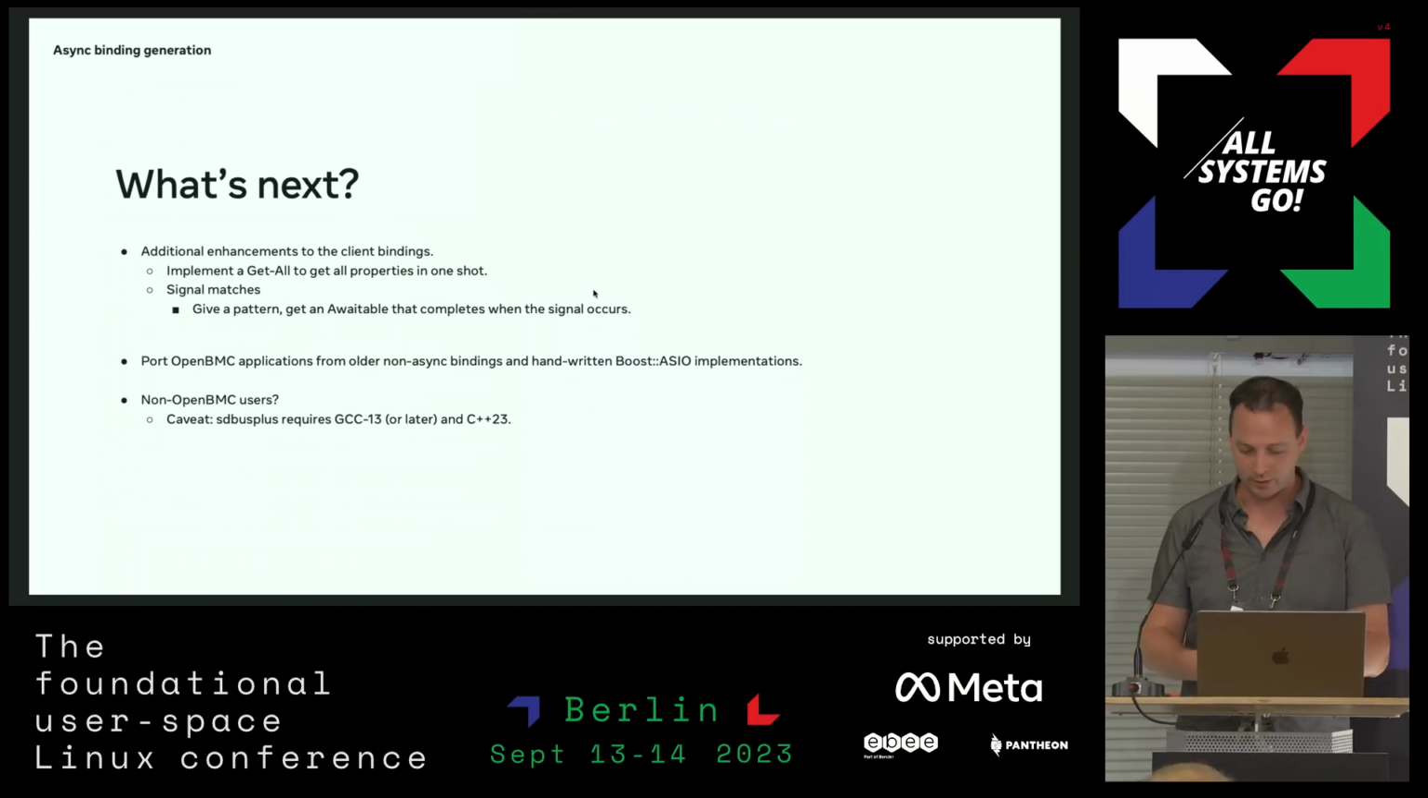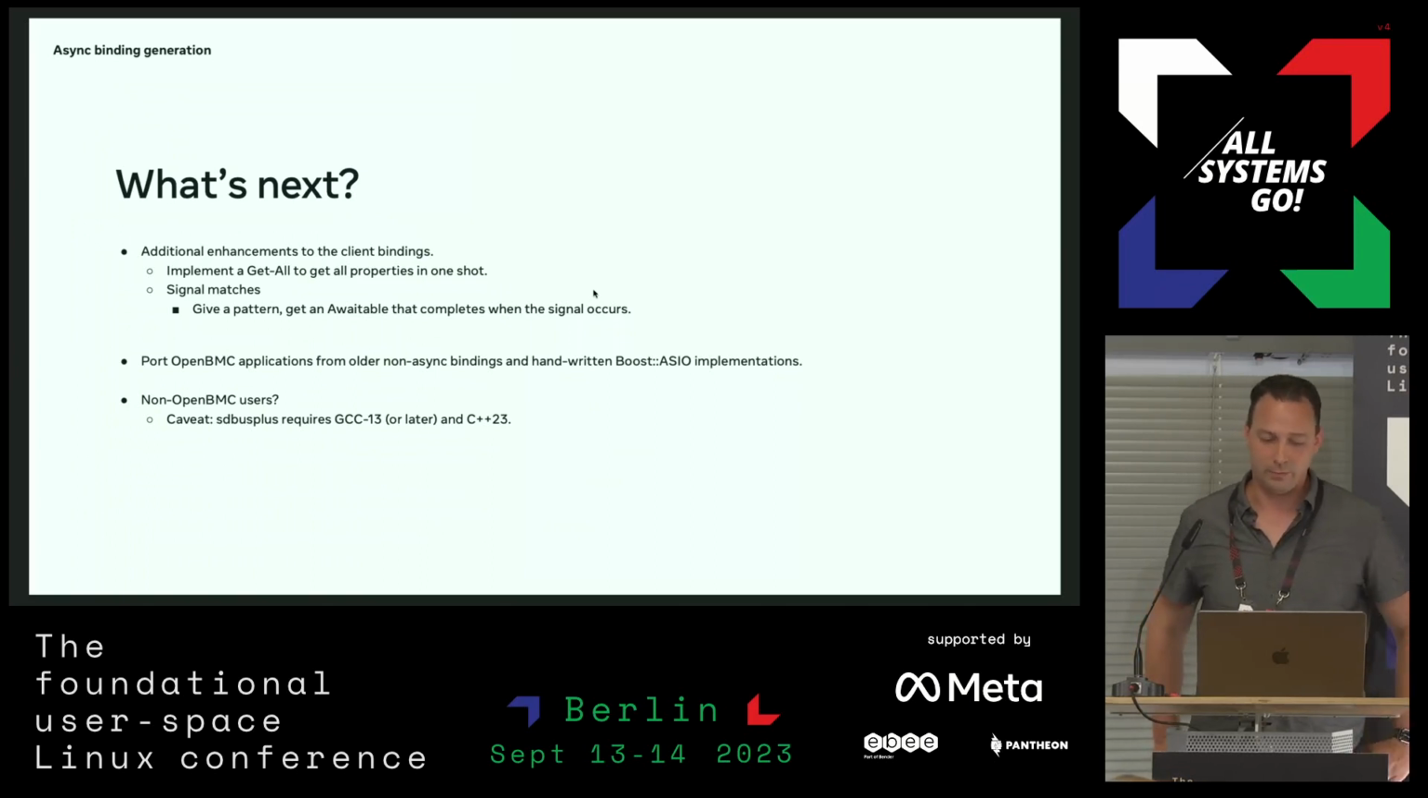So what's next from an implementation standpoint? I mentioned already, there's a couple of enhancements that I'd like to get done, such as the get all and signal matches. We have quite a bit of existing OpenBMC applications that are using non-asynchronous code. I mentioned that we had that before, and then a bunch of people had written some handwritten Boost ASIO daemons within OpenBMC, and I'd like to get those all refactored to have a consistent implementation. And then, I'd love to see other projects, if you're doing D-Bus in C++, take advantage of this.